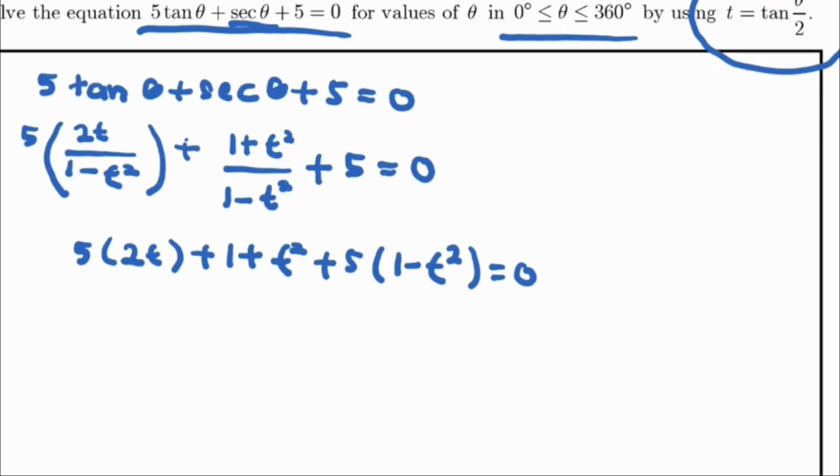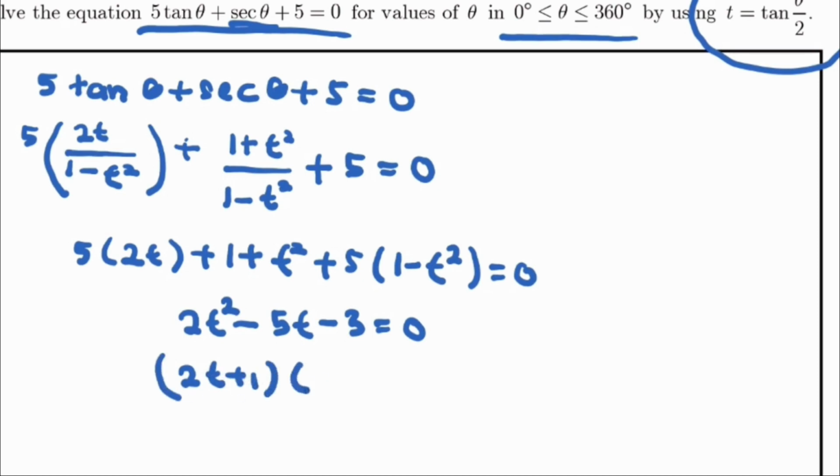So you simplify the equation. You get 2t square minus 5t minus 3 equals 0. Next step, you must factorize the equation. So the answer is 2t plus 1 times t minus 3. So what's the value of t? t equals negative 1 over 2 and t equals 3. So we stop here.